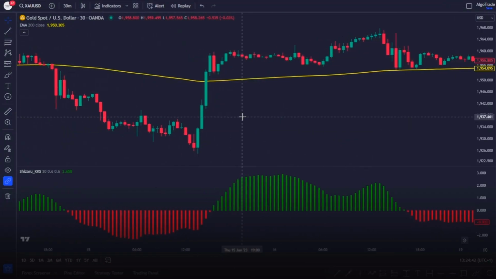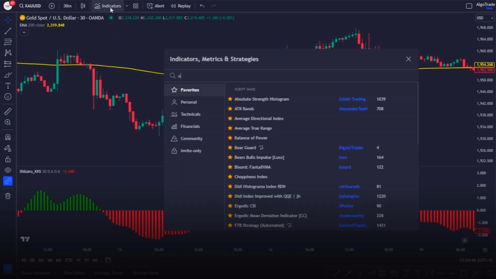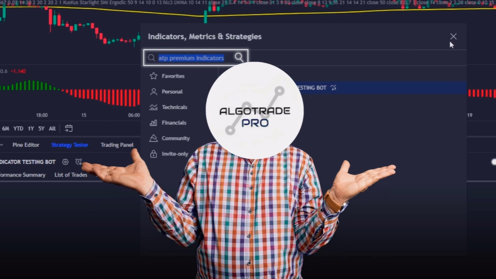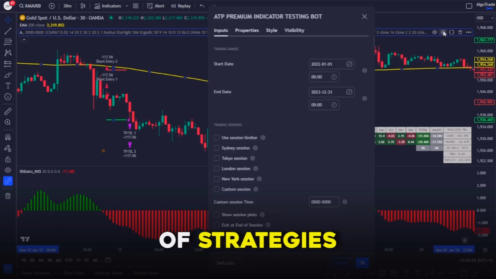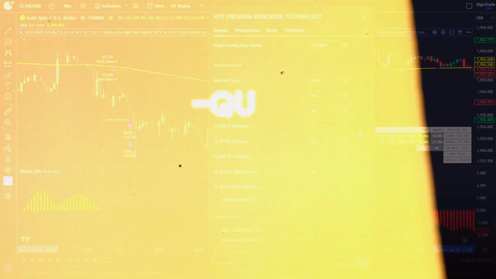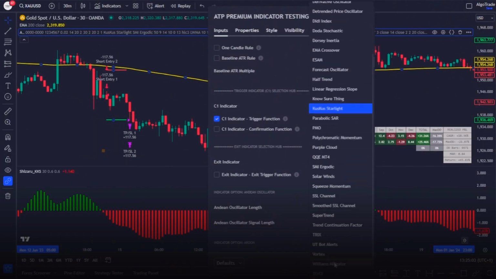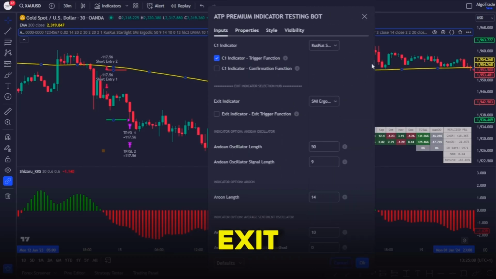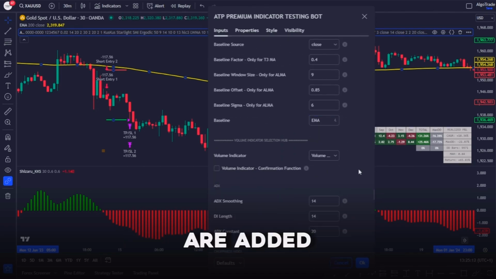To simplify and accelerate the backtesting process, I will go again to the Indicators tab, search for ATP Premium Indicators Testing Bot and add it to my charts. For those who don't know, with this tool I can test infinite combinations of strategies and indicators in a quick, simple and efficient way. At the moment, we have more than 60 indicators available for testing with trigger, exit, volume and baseline functions, but every week new indicators are added.